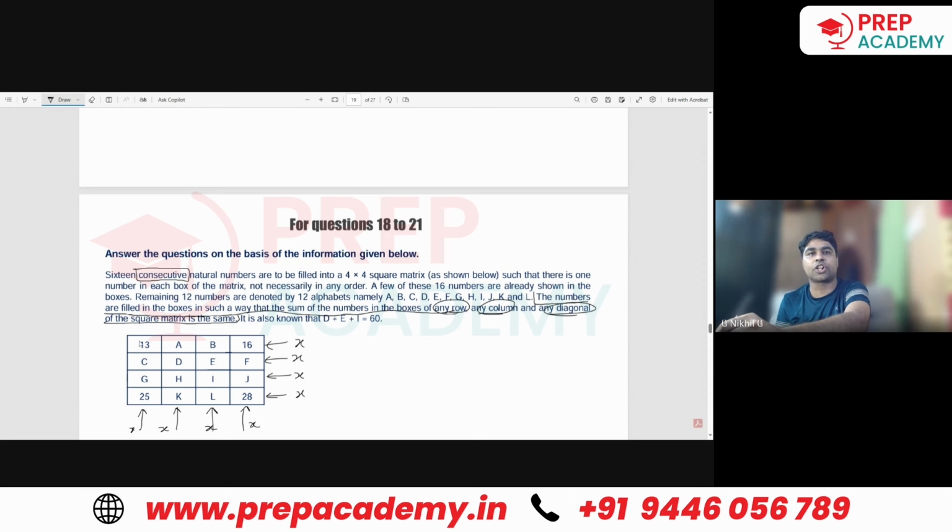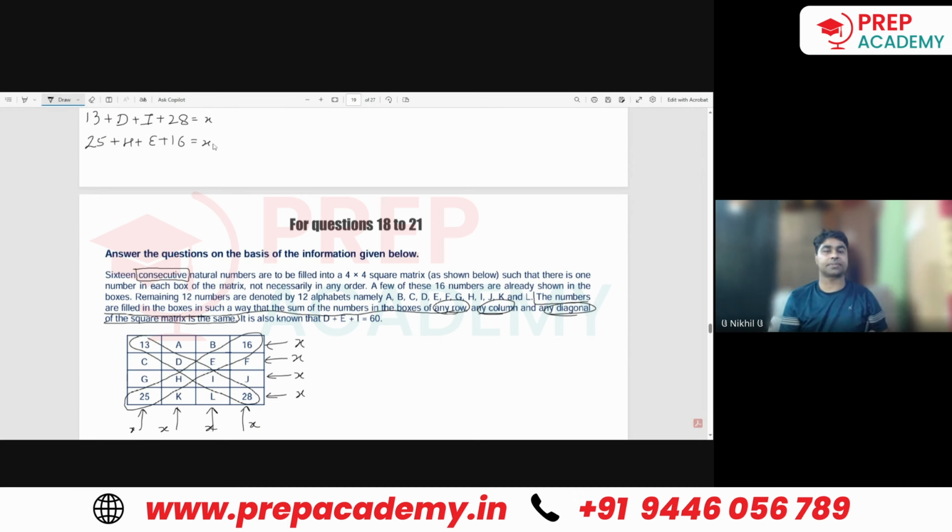Similarly, the summation of the diagonal. What is the diagonal here? This 13, d plus i plus 28 is a diagonal. Its summation will also be equal to x. Similarly, the second diagonal would be this one. Right? In a rectangle, you know what is a diagonal, right? So that will also be same. 25, h plus e plus 16 will also be x.